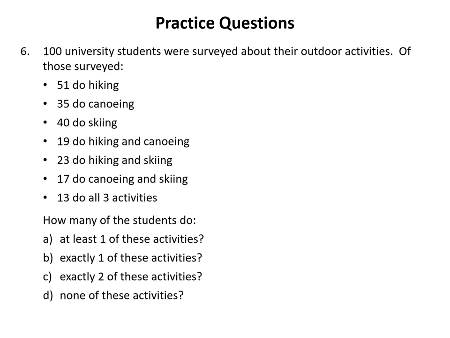Question 6. 100 university students were surveyed about their outdoor activities. Of those surveyed, we're given the following 7 pieces of information. 51 do hiking, 35 do canoeing, 40 do skiing, 19 do hiking and canoeing, 23 do hiking and skiing, 17 do canoeing and skiing, and 13 do all 3 activities. And then we're asked the following. How many of the students do each of the following?